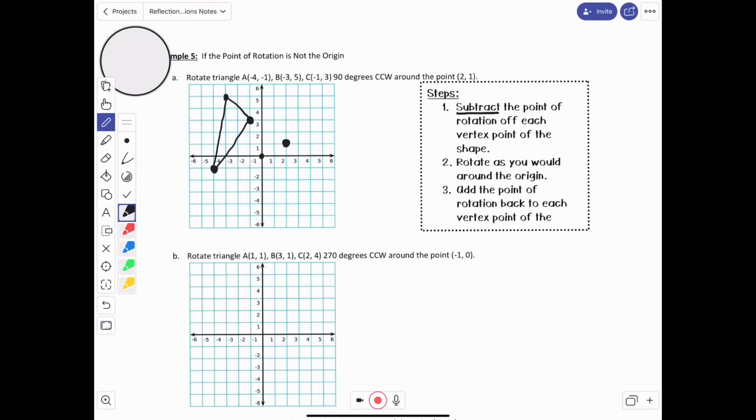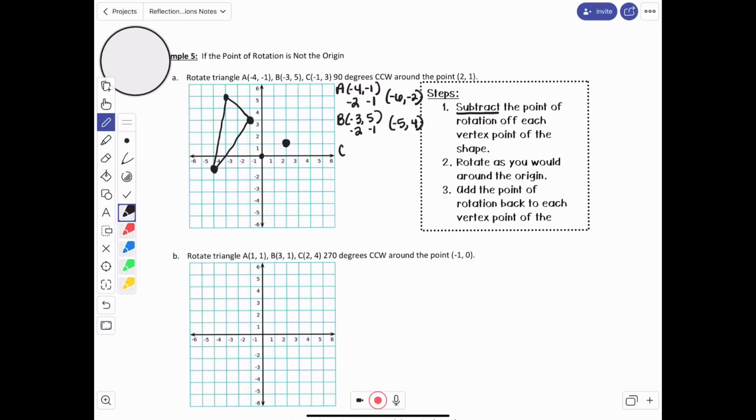So we want to take for A, and we've got -4, -1. So we want to subtract the point. We want to subtract 2 and subtract 1. So if we do -4 minus 2, then that's going to give us -6, -2. Okay? And then for B, we got -3 and 5. So once again, we're going to subtract 2 and we're going to subtract 1. And that's going to give us -5 and 4.